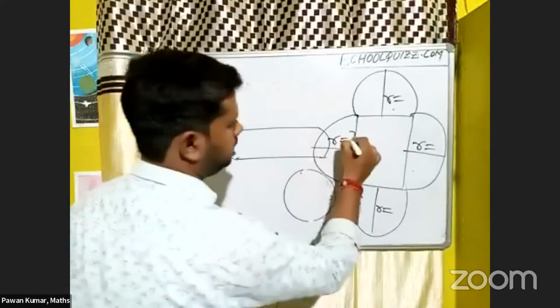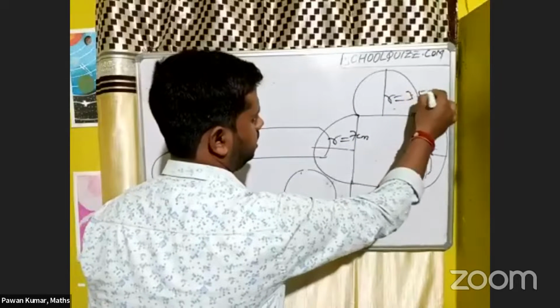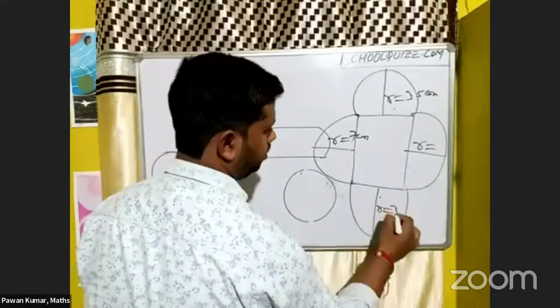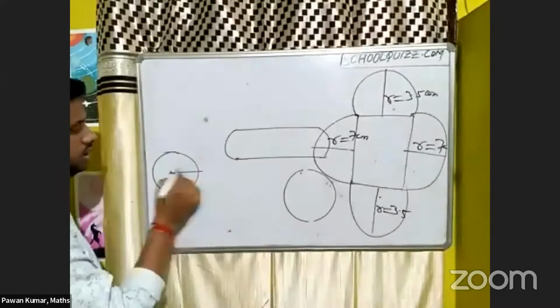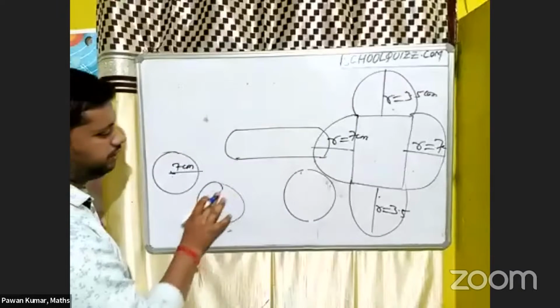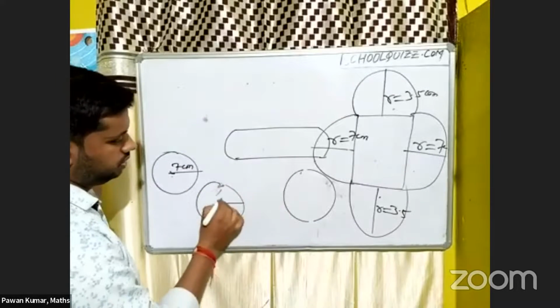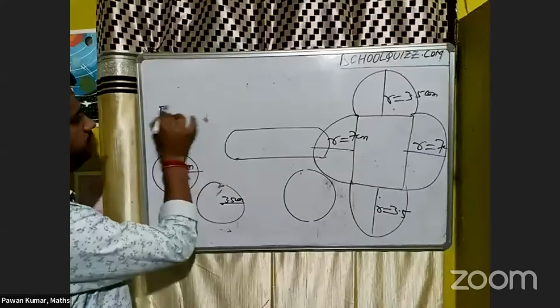Suppose this is 7 centimeter. This is said to be 3.5 centimeter. Correct, so this will be 3.5 centimeter and this will be 7 centimeter. So the circle we are getting has radius 3.5 centimeter. And one more figure we are getting, that is a rectangle.